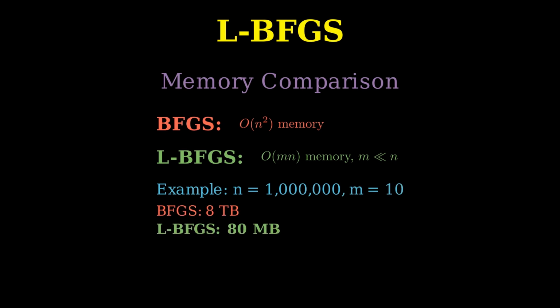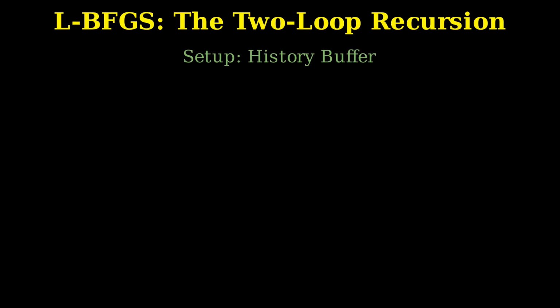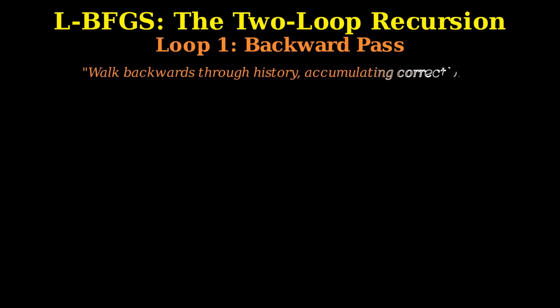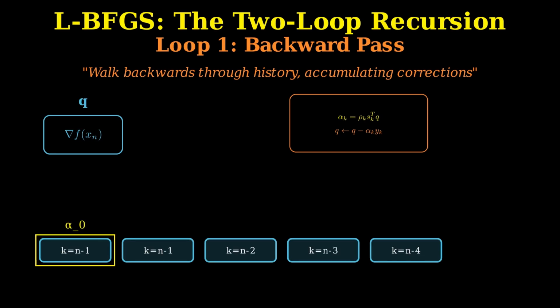How does L-BFGS compute B times gradient without storing B? Through an elegant algorithm called the two-loop recursion. Input: the current gradient and our stored history of the last m pairs, Sk, Yk. First loop, backward recursion. Start with Q equal to the gradient. For k from most recent to oldest, compute alpha k equals rho k times Sk transpose times Q, update Q, subtract alpha k times Yk. After this loop, Q has been transformed by implicit information about the curvature.